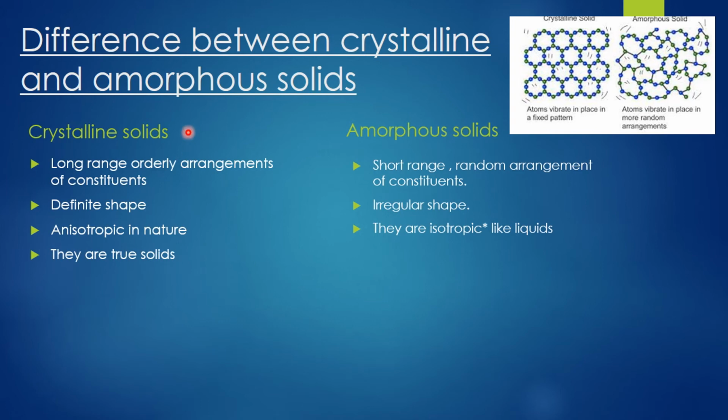Then crystalline solids are called true solids. Normally we call both the crystalline solid and amorphous solid a solid, but actually, in the right sense, only the crystalline solid has to be called a true solid, because it has a perfect geometry and the packing arrangement is in exactly the correct order.